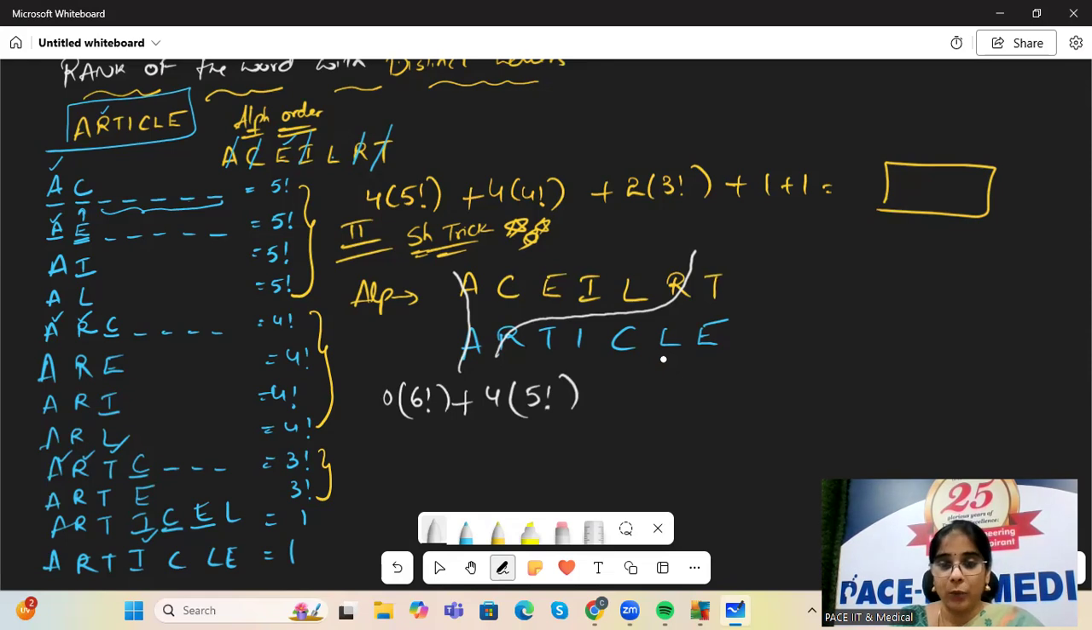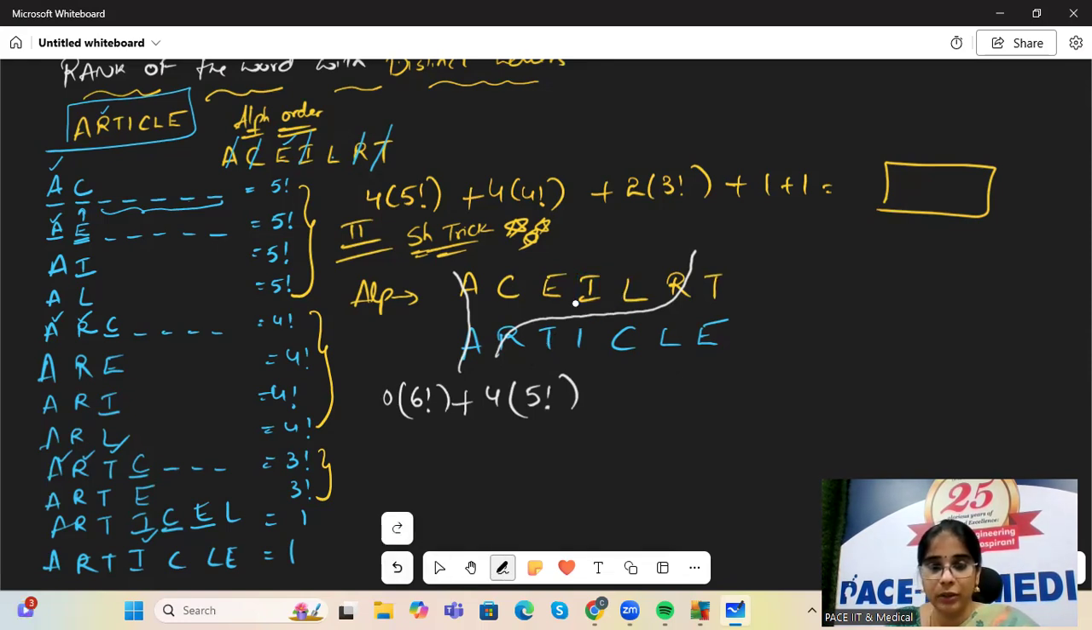Okay. Now, cut T with T. How many letters you have before L? Oh, sorry, my cutting is wrong. Okay. Cut T with T there, right?